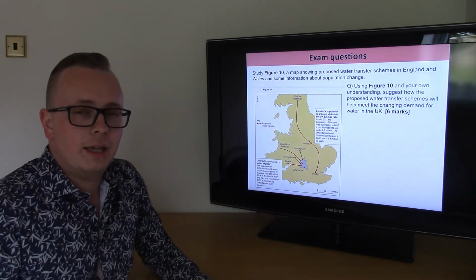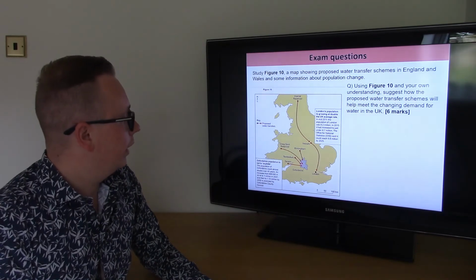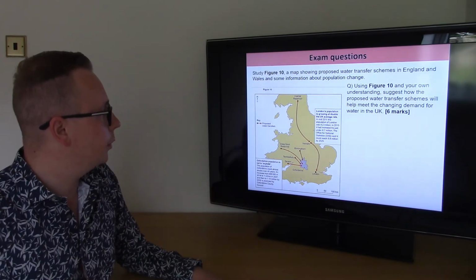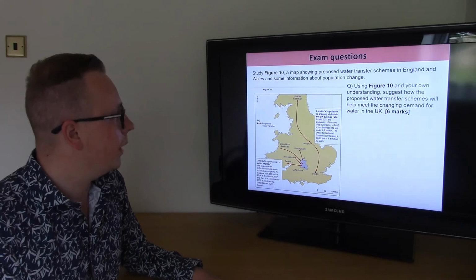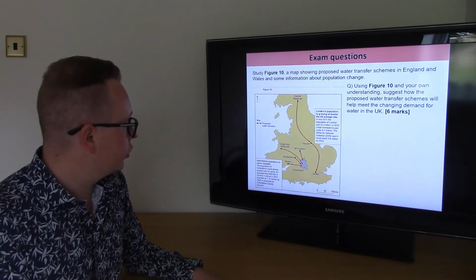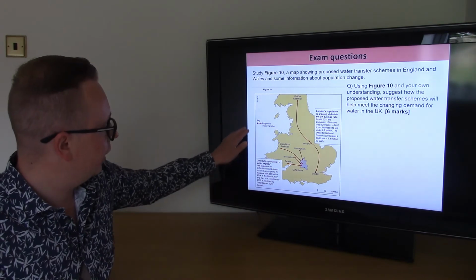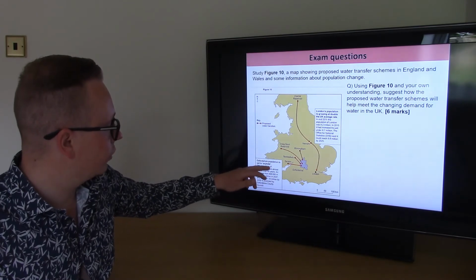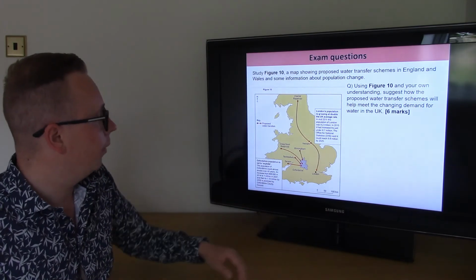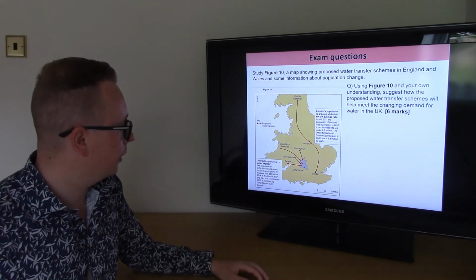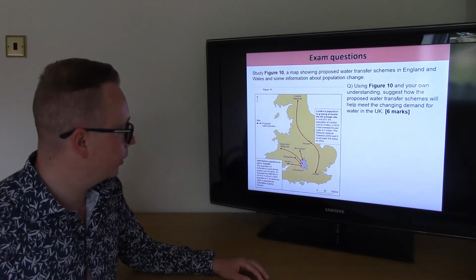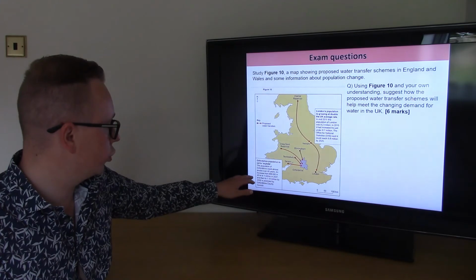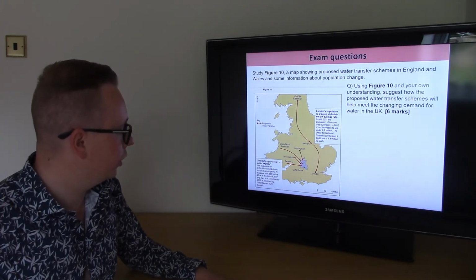And finally, we'll just look at an example of an exam question from this topic, and interestingly it does actually mention Kielder Water in this one. So it's a 6-marker. It says study Figure 10, a map showing proposed water transfer schemes in England and Wales and some information about population change. So we've got a map of England and Wales. The key here is showing these water transfer routes from reservoirs that are marked out to areas that are going to need the water, and it picks out London as an area where, and I'll just quote the top part here, it says London's population is growing at double the rate of the UK average, and also picks out Oxfordshire as well, which is set to have a population explosion, expecting large increases in the population of these areas.